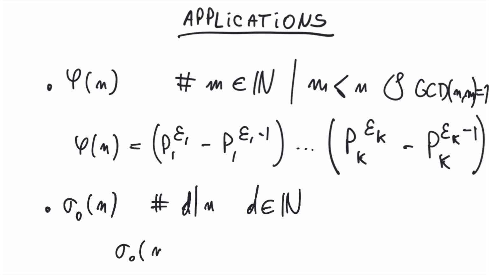Sigma 0 of n is equal to the exponent e1 plus 1 times the exponent e2 plus 1, and so on until the last exponent ek plus 1. So again, once we have computed the factorization, it's very easy to compute any of these functions and use them.